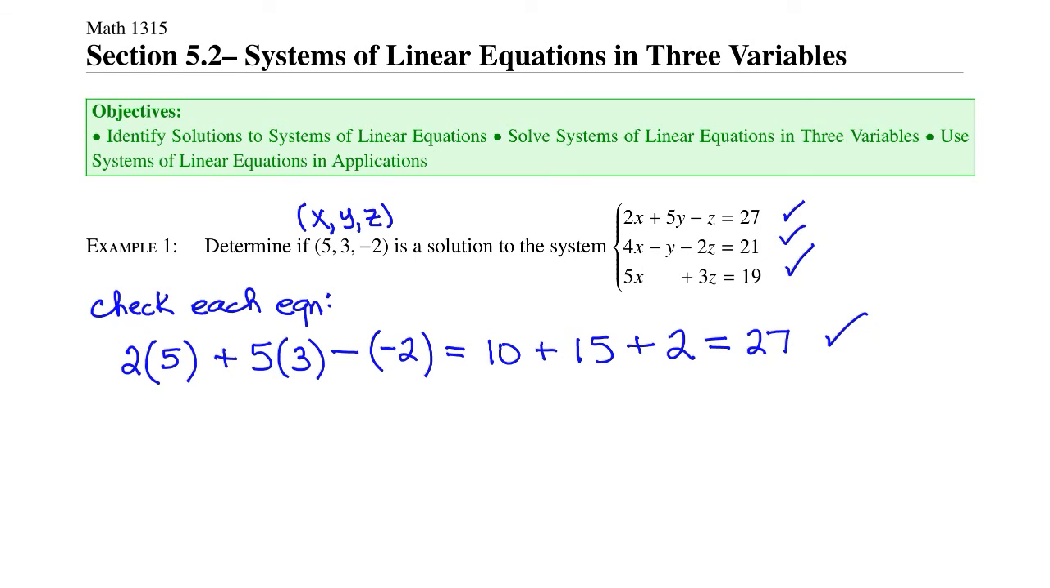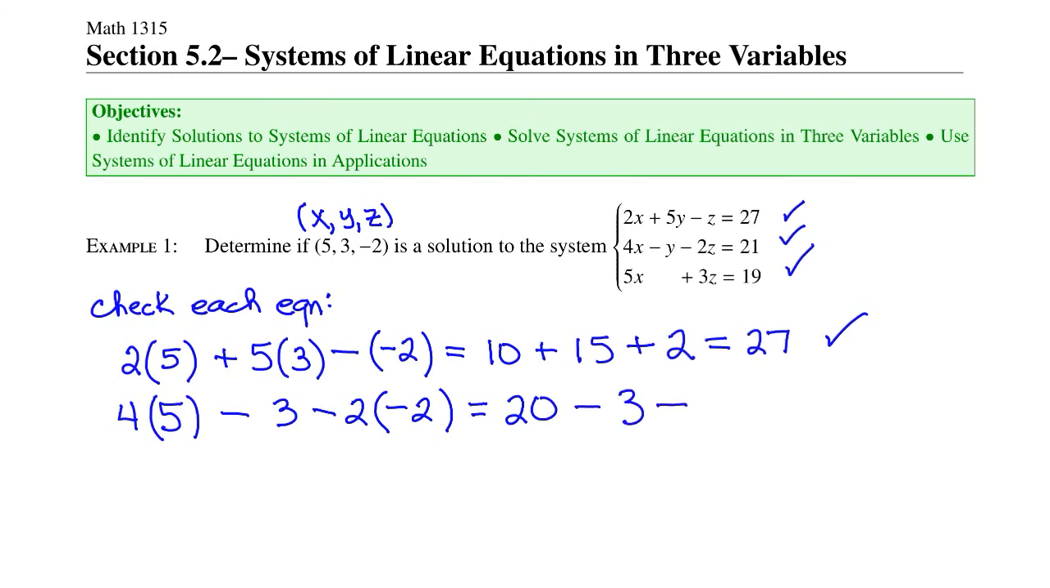And then we check the second equation. So it'll be 4 times the x value of 5, minus 3, the y value, minus 2 times the z value, negative 2. Let's work this out to see if it is equal to 21. So 4 times 5 is 20, minus 3, negative 2 times negative 2 is positive 4, and yes, 20 minus 3 is 17, plus 4 is 21. The second equation works.